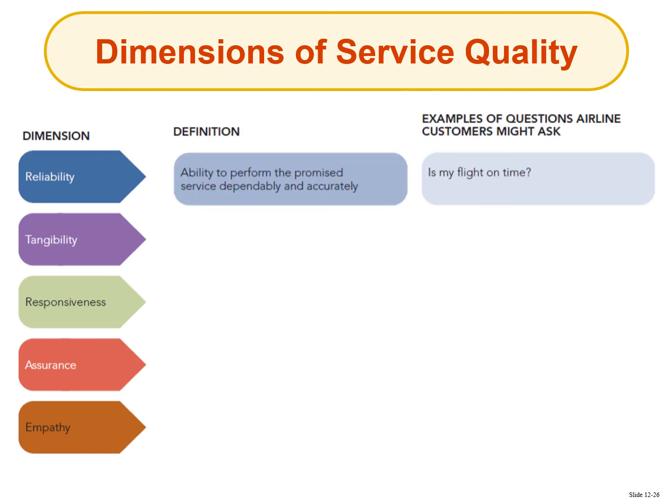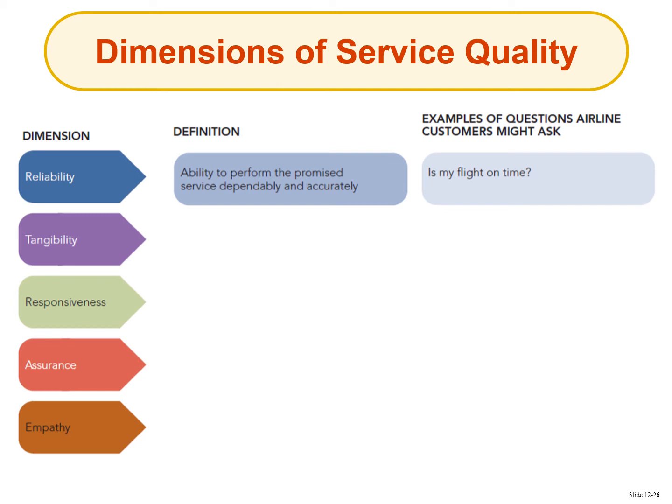So the first one is reliability, which is the ability to perform the promised service dependably and accurately. So if the service provider was able to do what they had promised that they're going to do, that's a reliable service provider. For example, if you're a customer of an airline service, you're going to ask the question, is my flight on time? And the answer to that is going to create a service quality judgment, an evaluation in your mind.